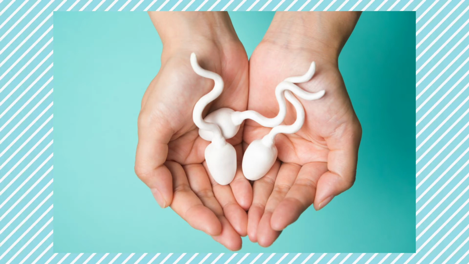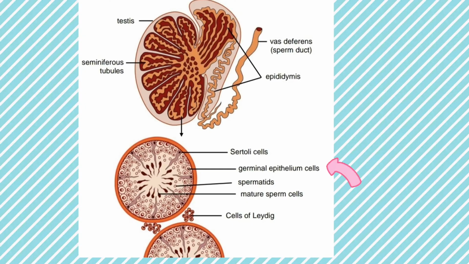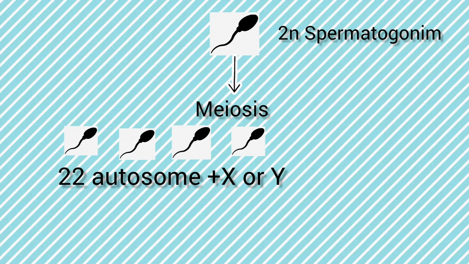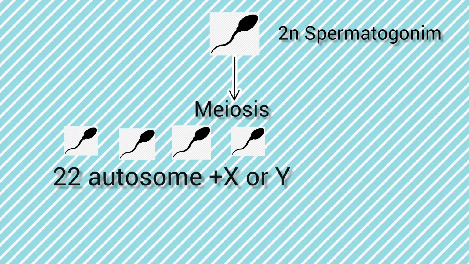Spermatogenesis is the production of male gametes, also known as sperm cells, within the testes. This process happens under the influence of testosterone during puberty. This occurs in the germinal epithelium of the seminiferous tubules in the testes. During puberty, the germinal epithelium contains a diploid number of chromosomes. These cells go through a process of meiosis, forming haploid sperm cells with 23 chromosomes. These gametes may have 22 autosomes plus an X chromosome or 22 autosomes plus a Y chromosome.